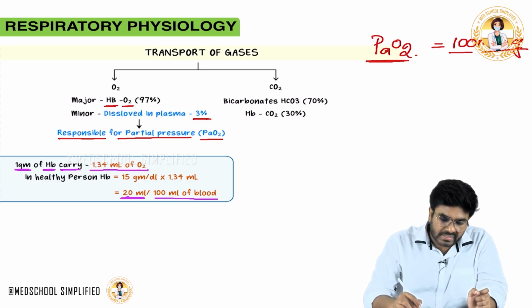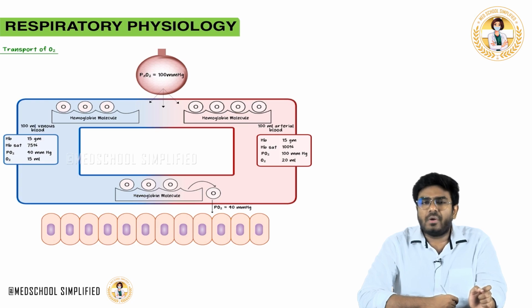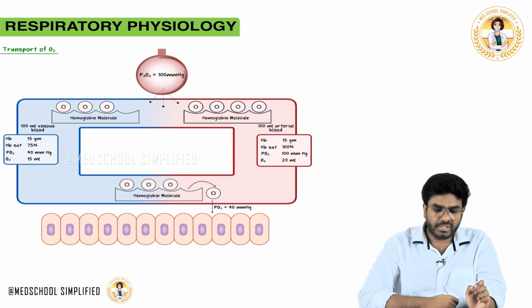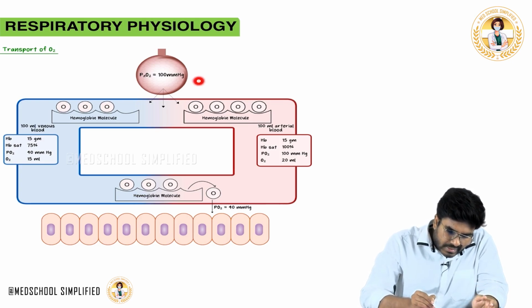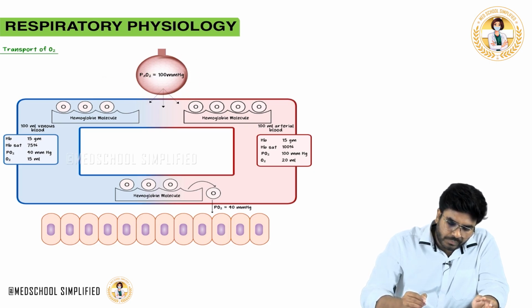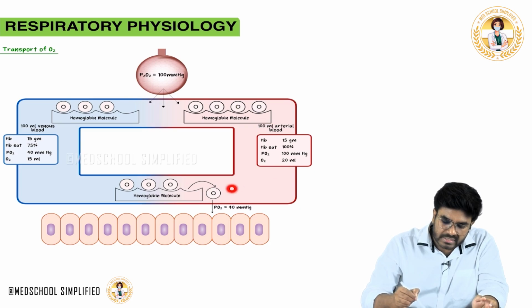Now having said that, let's see how oxygen will actually be transported from the lungs to the tissues. Please concentrate here. This is the alveolus. Here I am showing you the circulation. This is the arterial side, the oxygenated blood, which I am showing in red color. On the opposite side, I am showing you the blood in blue color. This is the deoxygenated blood.